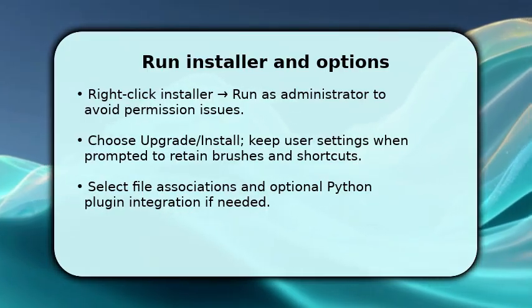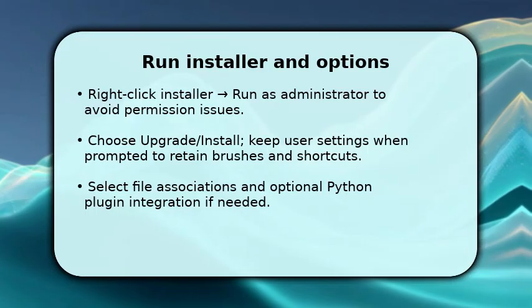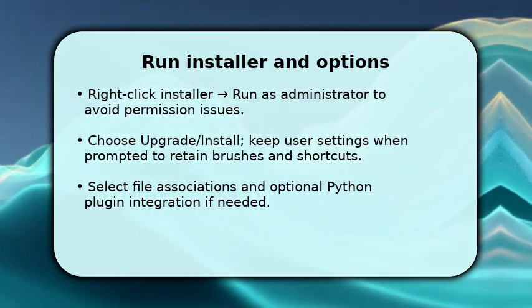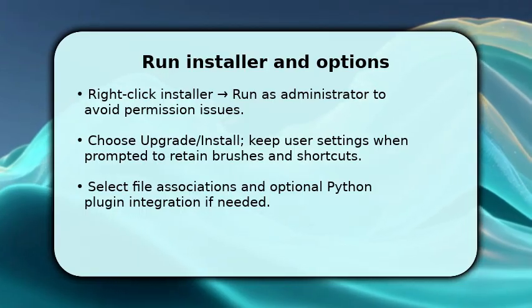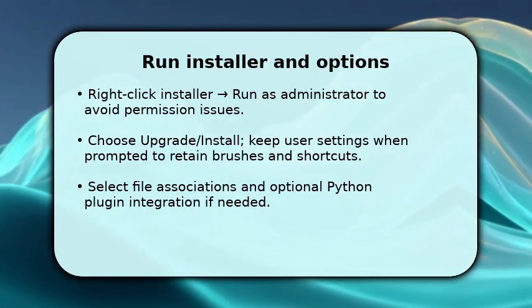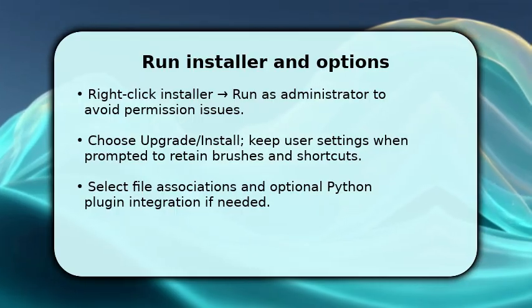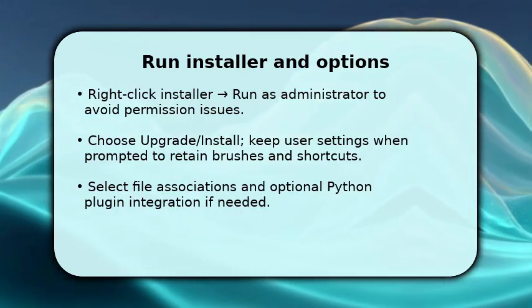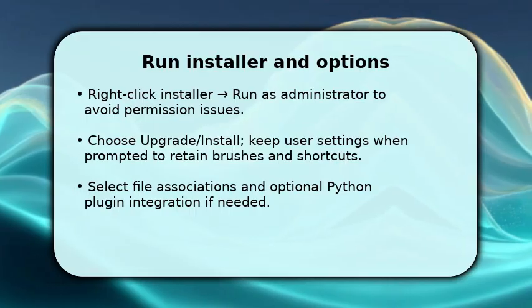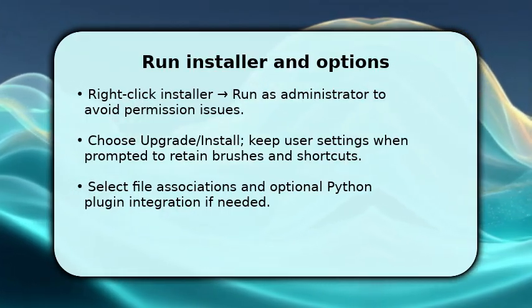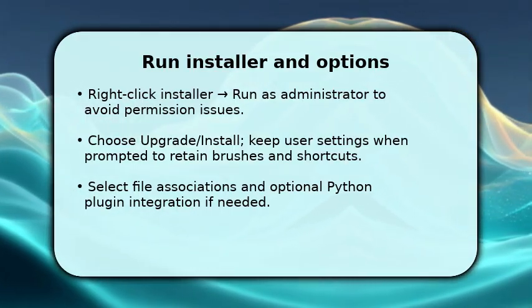When the wizard appears, pick Upgrade or Install and confirm the installation path. Use the existing directory to preserve settings. Opt to keep user configuration when prompted. This retains brushes, resources, and keyboard shortcuts. If offered, enable Python plugin integration only if you use scripts, otherwise skip to keep startup faster.